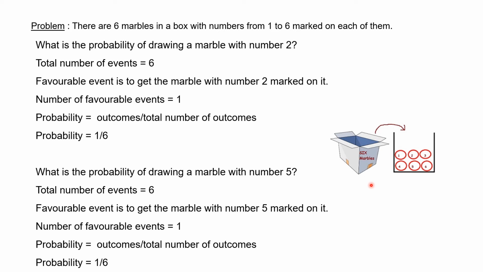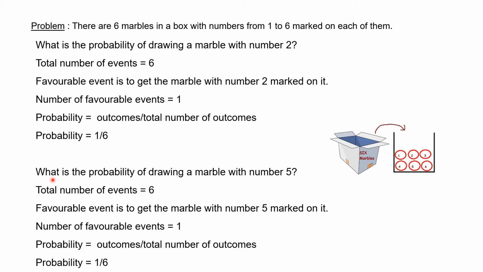But it may be 1 also, 3 also, 4 also, 5 also, 6 also. We don't know. That's why the chance of getting 2 is 1, right? And what is the total number of outcomes? That is, 6 marbles are there. Any one out of that you may get. That's why the total number of outcomes is 6 and the chance of getting 2 is 1, right? That's why the probability is 1 by 6.